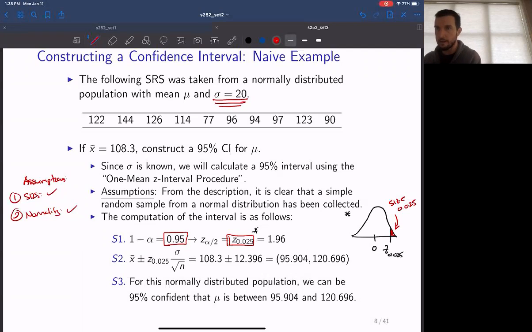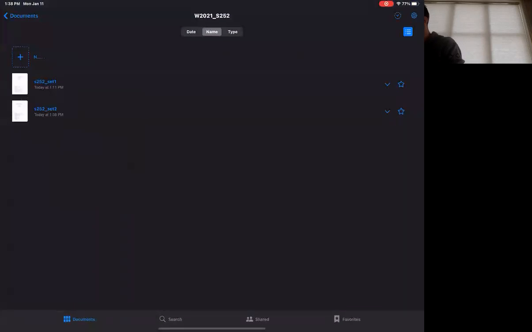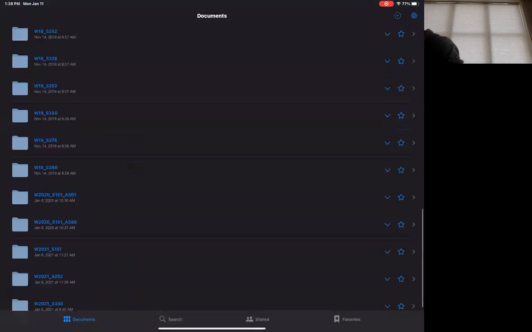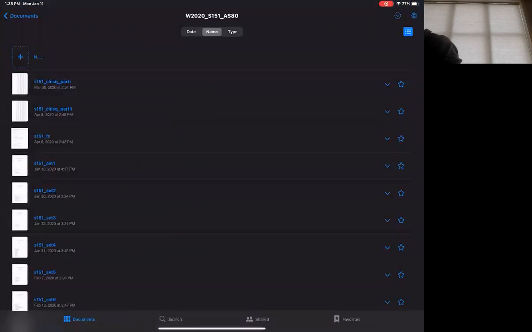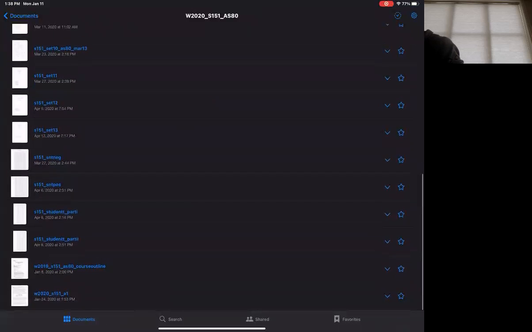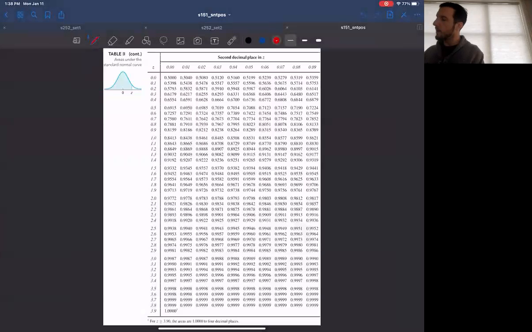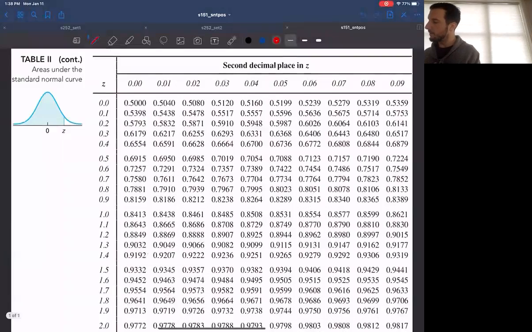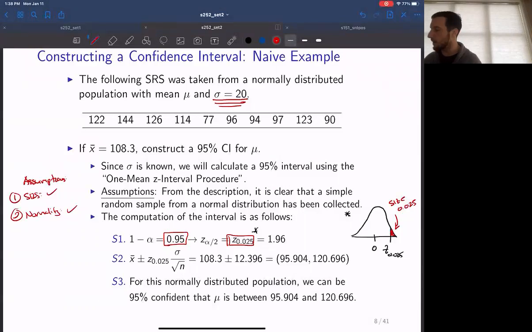So if we were to go to the Z table now, if we have 0.025 of the area in the upper tail, that would mean that we have 0.975 of the area under the curve to the left of our Z-score of interest. So the total area under the curve is equal to 1. We have 0.975 to the left, 0.025 to the right.